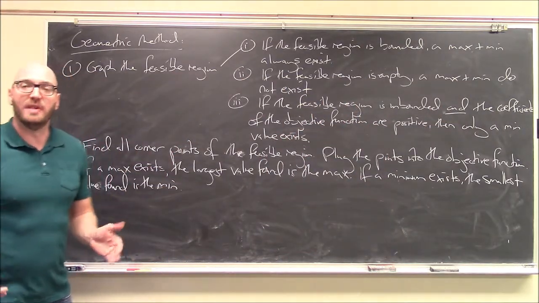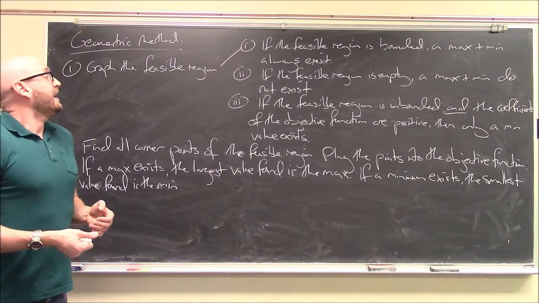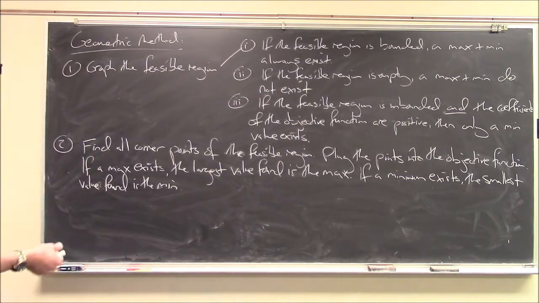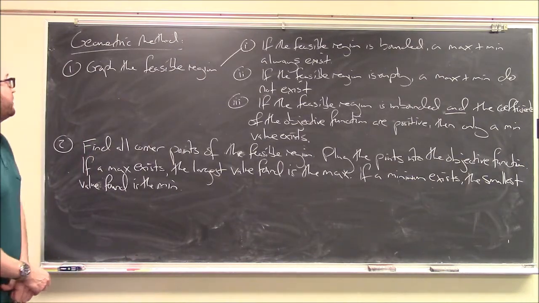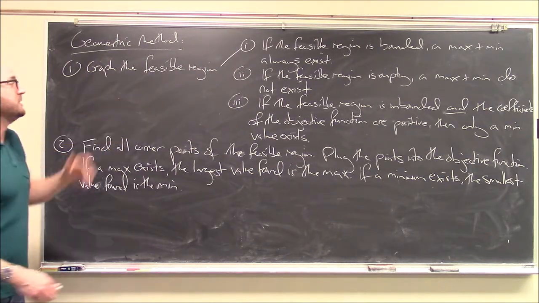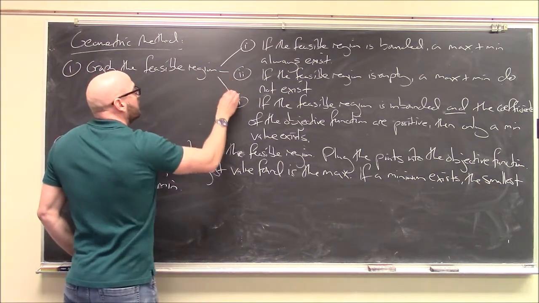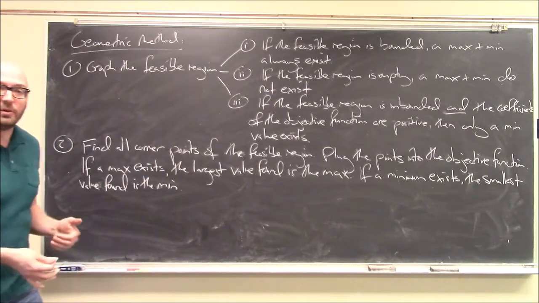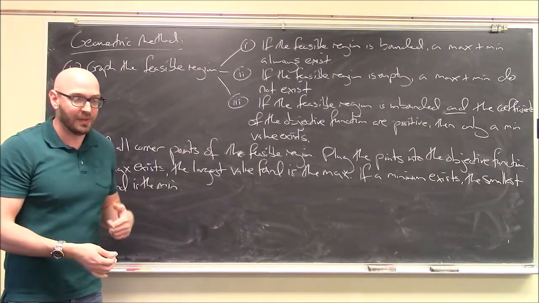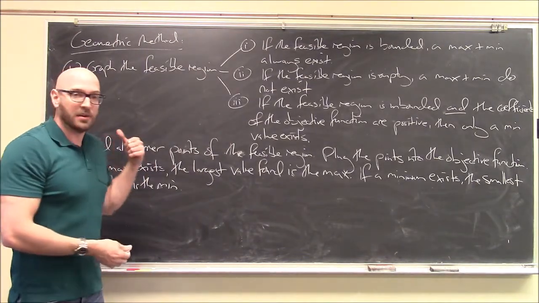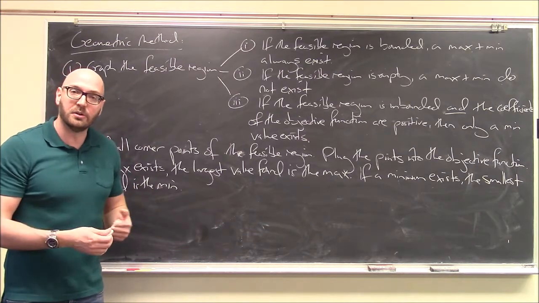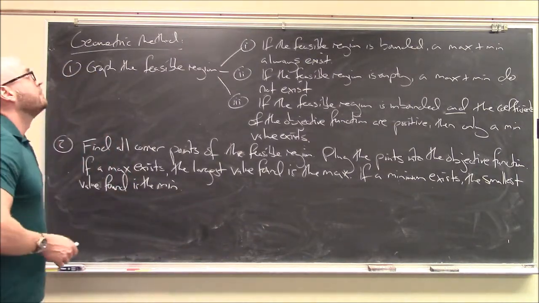Here's the geometric method for solving linear programming problems. It's really just two steps. One is graph the feasible region. This is what we've been doing with the entire last section. Take your problem constraints, this is a system of linear inequalities, and graph the feasible region.